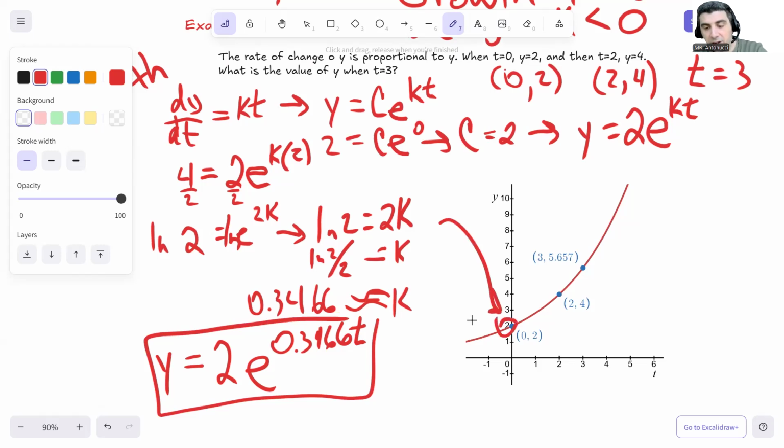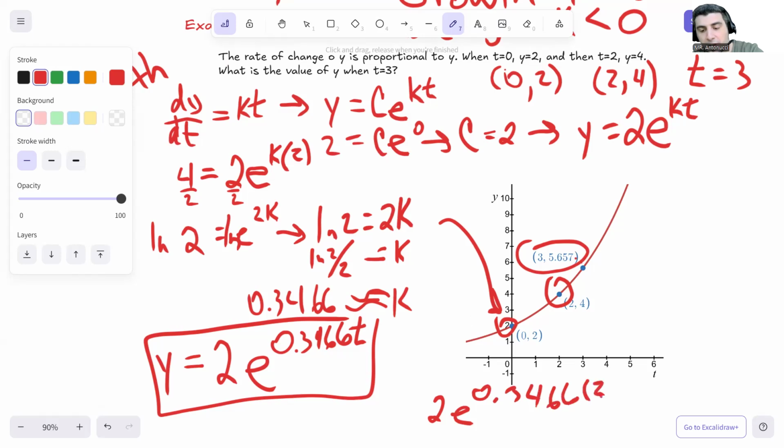Notice we have our initial condition, our other point, and then we can use this formula or this equation to get the y value when t is 3. You just plug that into Desmos as is, but put 3 in for t. In other words, you could write 2e to the 0.3466 times 3. Okay, so I'll show you how to do that just so we're clear on what to do.